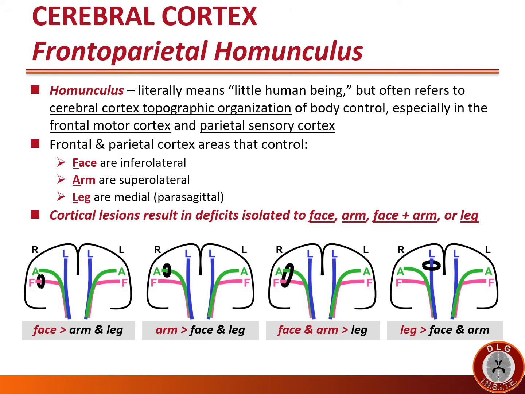Another unique characteristic of the cerebral cortex is the frontoparietal homunculus. Homunculus literally means little human being, but often refers to the cerebral cortex topographic organization of body control in the frontal motor and parietal sensory cortices. The frontal and parietal cortex areas that control face are inferior lateral, arm are superior lateral, and leg are medial or parasagittal. And thus, cortical lesions may result in deficits isolated to the face or arm or face and arm or leg.